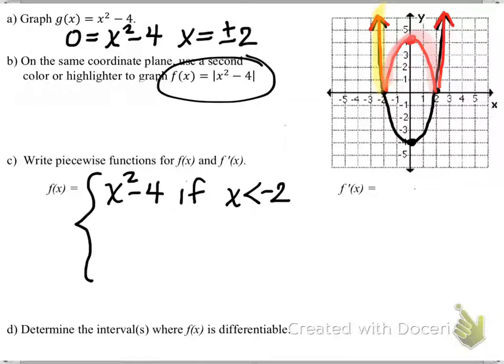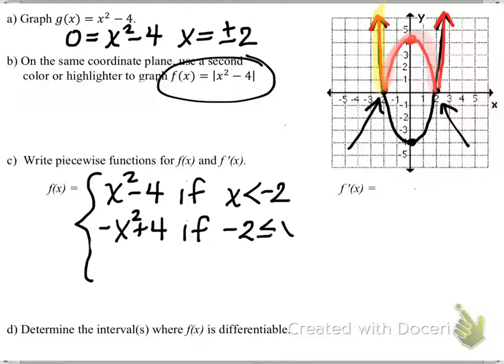So that means we will be multiplying the x squared minus 4 function by a negative. So you could write that either as a negative quantity, x squared minus 4, to indicate the reflection using that negative, or you could go ahead and distribute that negative throughout, which would leave us with negative x squared plus 4. And that's going to be for x values that are in between negative 2 and positive 2. So negative 2 is less than or equal to x, is less than or equal to positive 2.